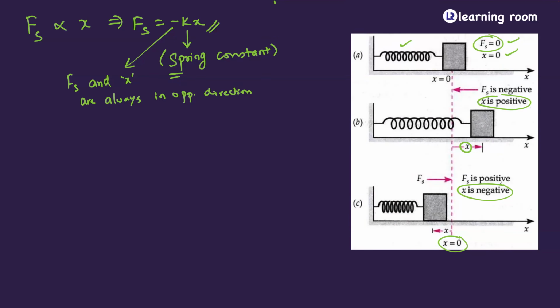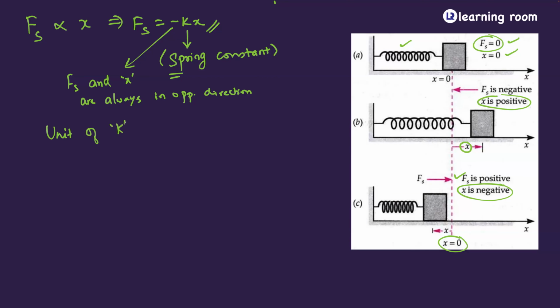And why is it happening? It is because of this spring force. Here also, the spring force is positive and the x value is negative. So what does that indicate? That the spring force and the displacement are always in the opposite direction. So that's why we get Fs equal to minus k into x, where k is called the spring constant.